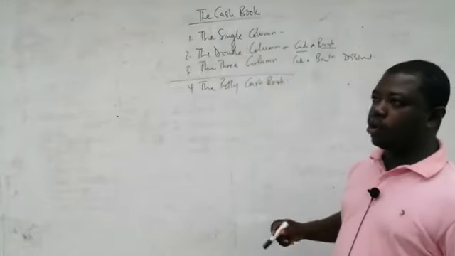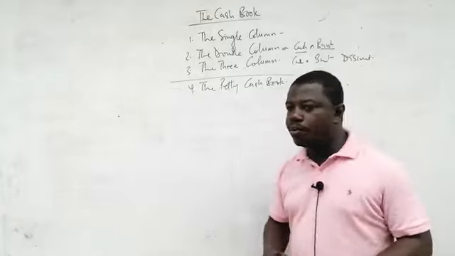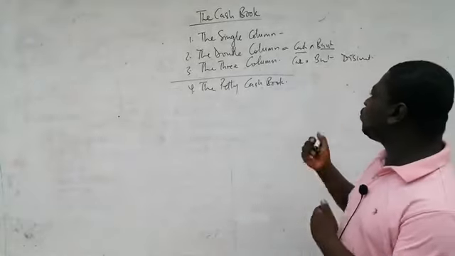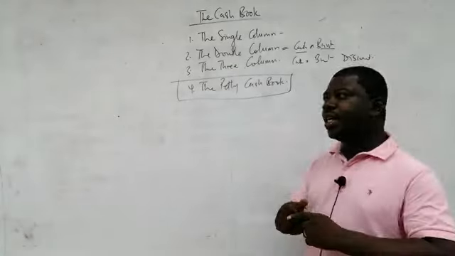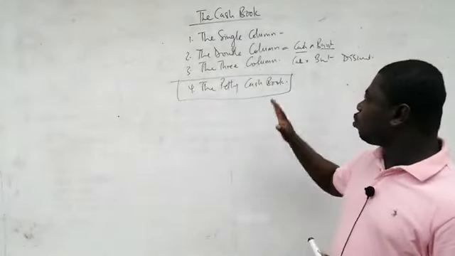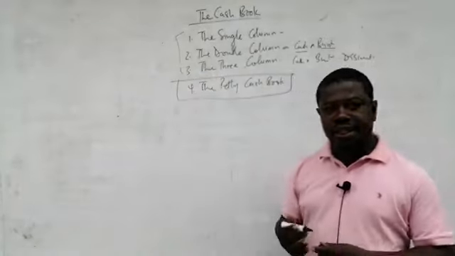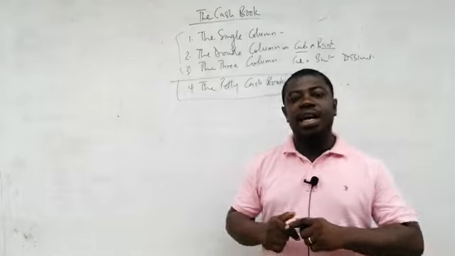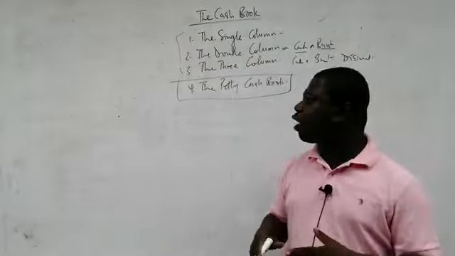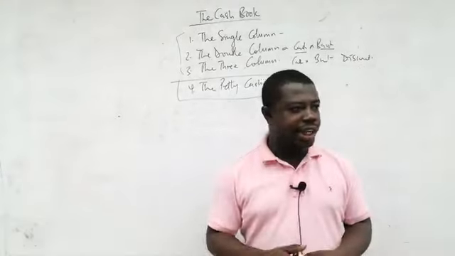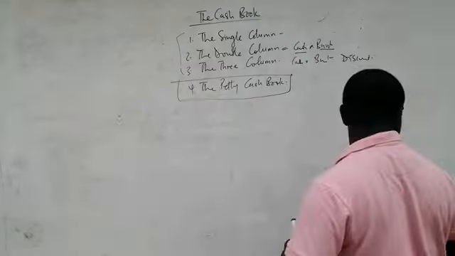We have the single column cash book, we have the double column cash book, and then we have the three column cash book. The petty cash book is a little different, and so I'm going to treat that separately in a different video. For now, let us focus on the main cash book: the single column, the double column, and the three column cash book. Okay, so I'm going to try and take them one by one and explain how they will look. And then after that, we'll try and pick a question and solve.